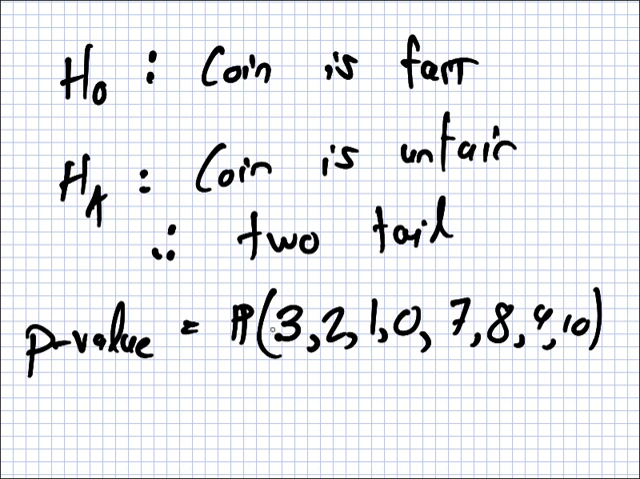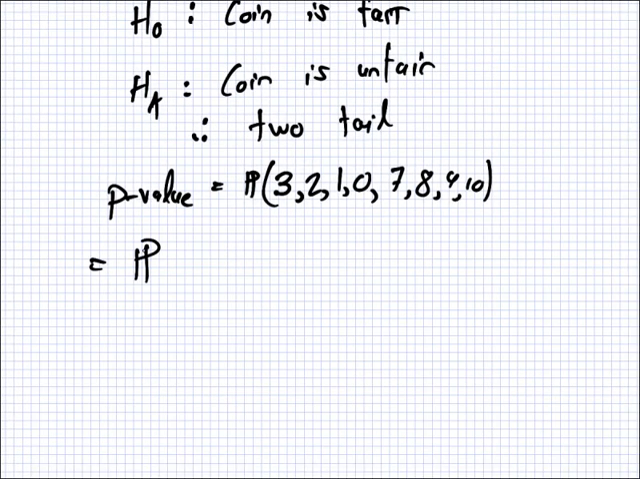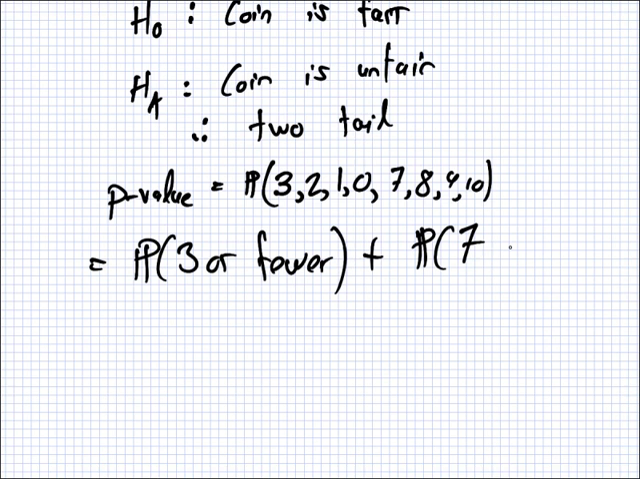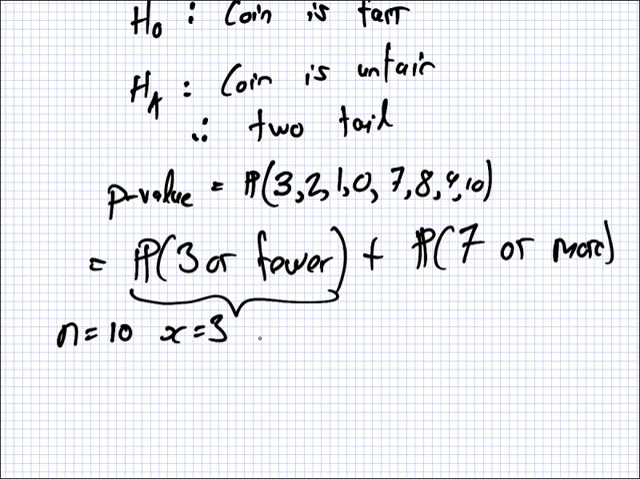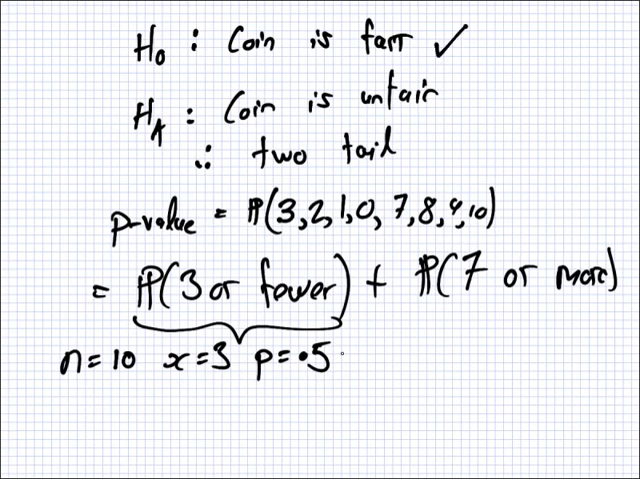Now, it's a little bit easier here if we split this up into 2 calculations. That is 3 or fewer plus 7 or more. Now this one is nice, isn't it? Because we have the tables already for this. N equals 10, X equals 3, and P equals 0.5 for fair.